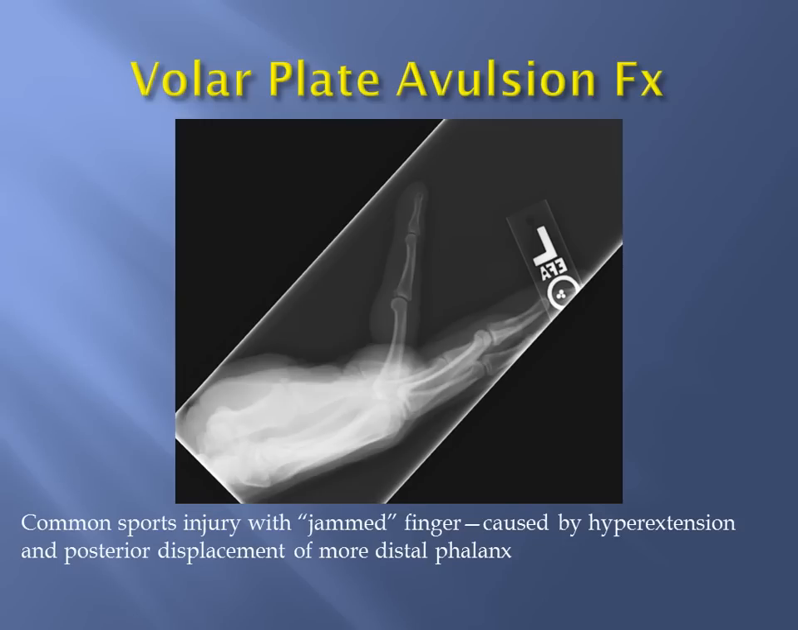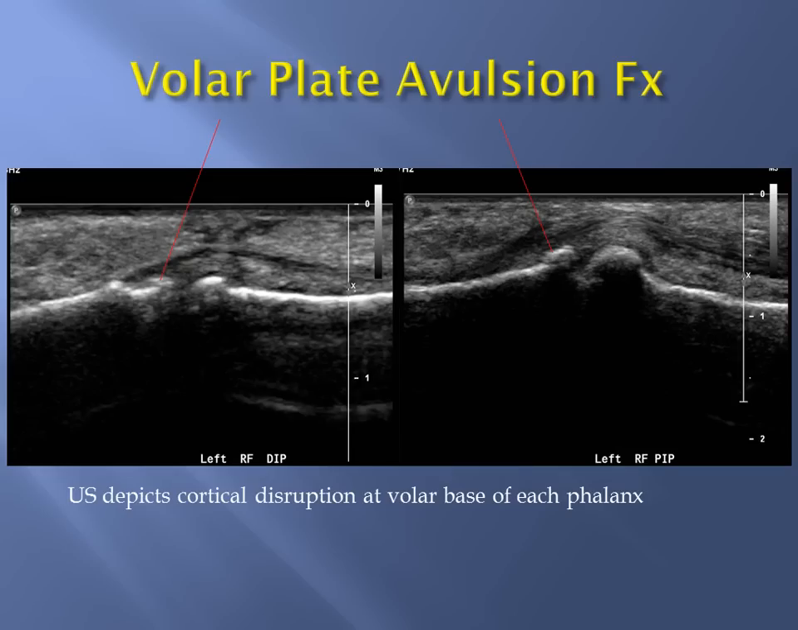Volar plate avulsion injuries can also be evaluated with ultrasound. In this case, we have a plain film of a ring finger with a volar plate avulsion fracture at the proximal interphalangeal joint. These are common sports injuries with jammed fingers caused by hyperextension, posterior displacement of the distal phalanx.